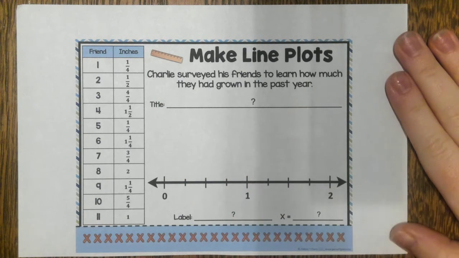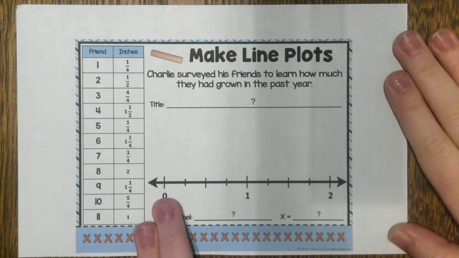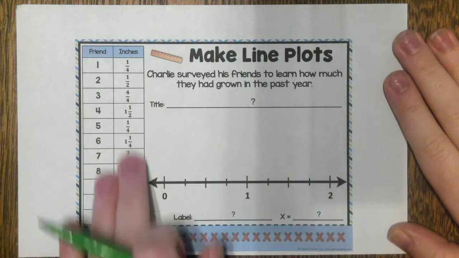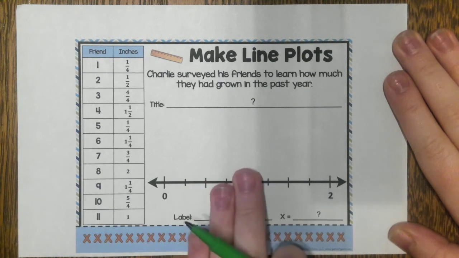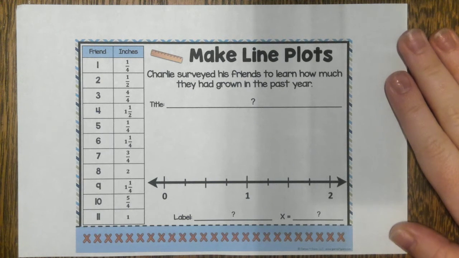Charlie surveyed his friends to learn how much they had grown in the past year. We have our line, and our line is divided into different parts. It goes from 0 to 2. And we have our data. These are the most important parts. We can't put X's on our line plot if we don't have data.